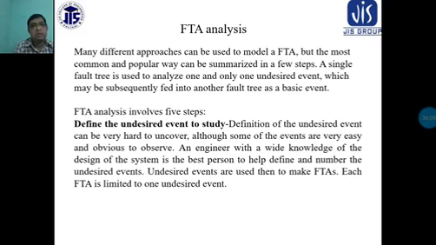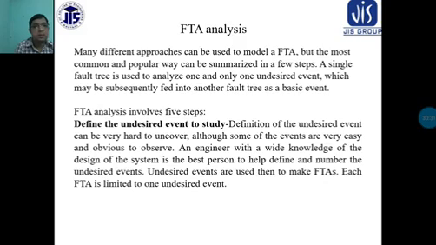In fault tree analysis, many different approaches can be used to model it, but the most common and popular way can be summarized in a few steps. A single fault tree is used to analyze one and only one undesired event, which may subsequently feed into another fault tree as a basic event. Fault tree analysis involves five steps. The first is to define the undesired event to study.